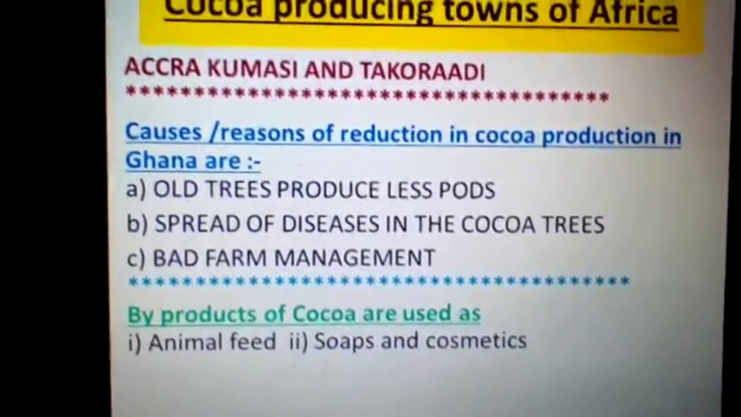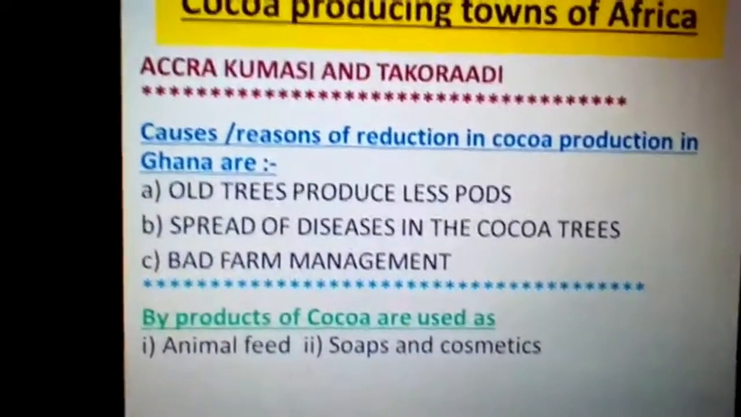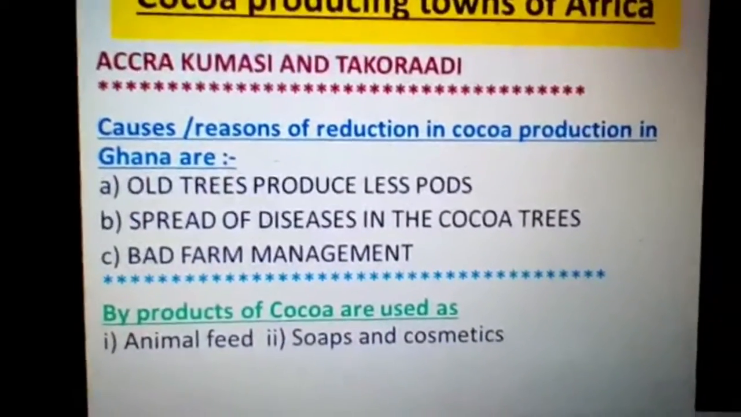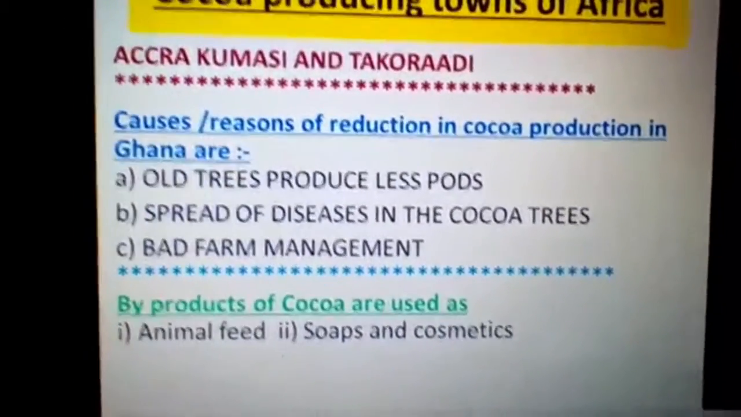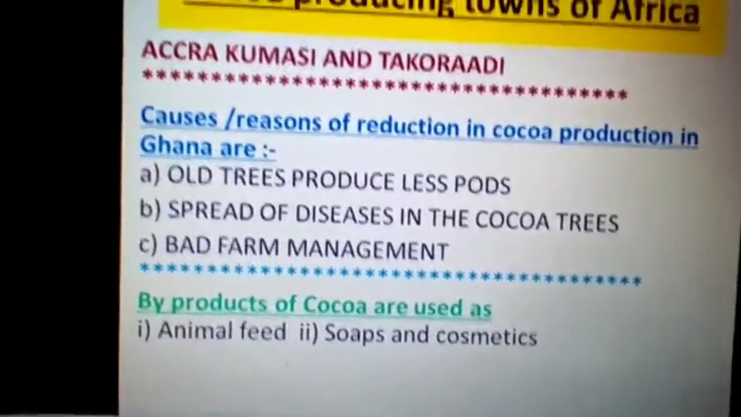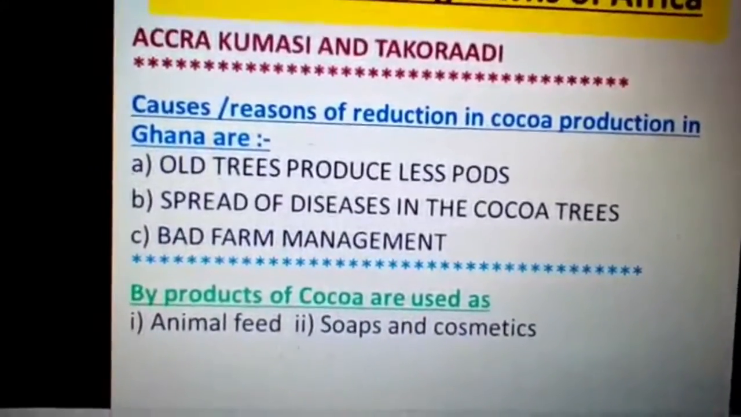What is the cocoa butter? The pulp in between which the beans are there. The pulp is removed and then it is dried. So all of that is also used as a byproduct of cocoa.